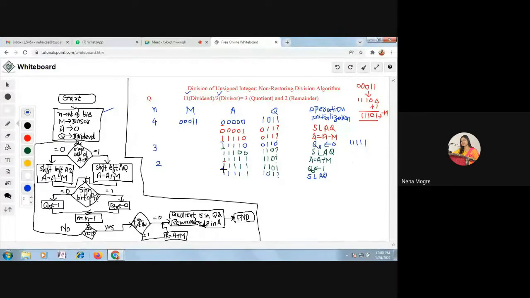1. Okay, so Q0 is 1. Anything went wrong up till now? Can you check? A equals A. Q0 is 0.